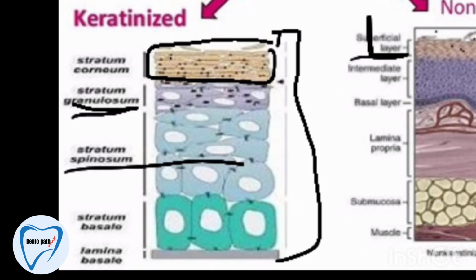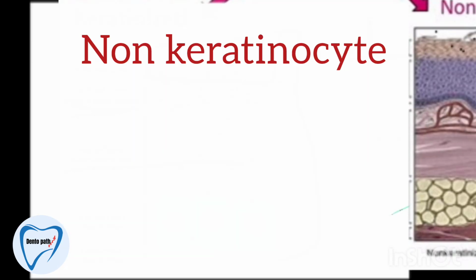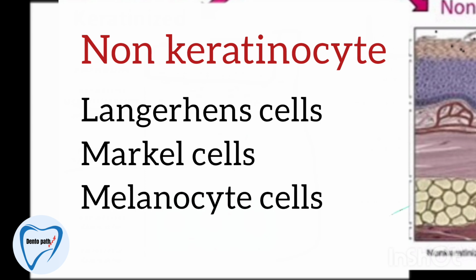Along with keratinocytes, the epithelium also consists of non-keratinocytes, which include Langerhans cells, Merkel cells and melanocytes. Langerhans cells do the defense mechanism. Merkel cells are tactile perceptors used for sensation, and the melanocytes, as we know, produce pigmentation.